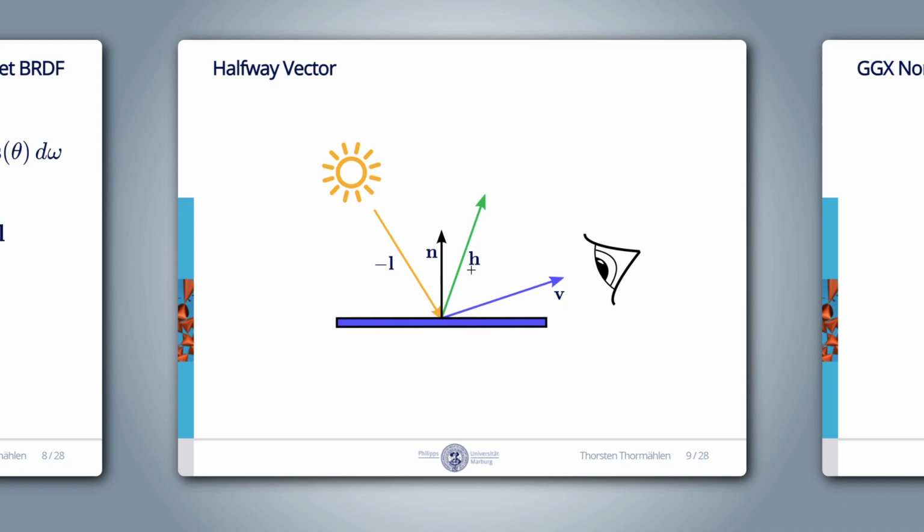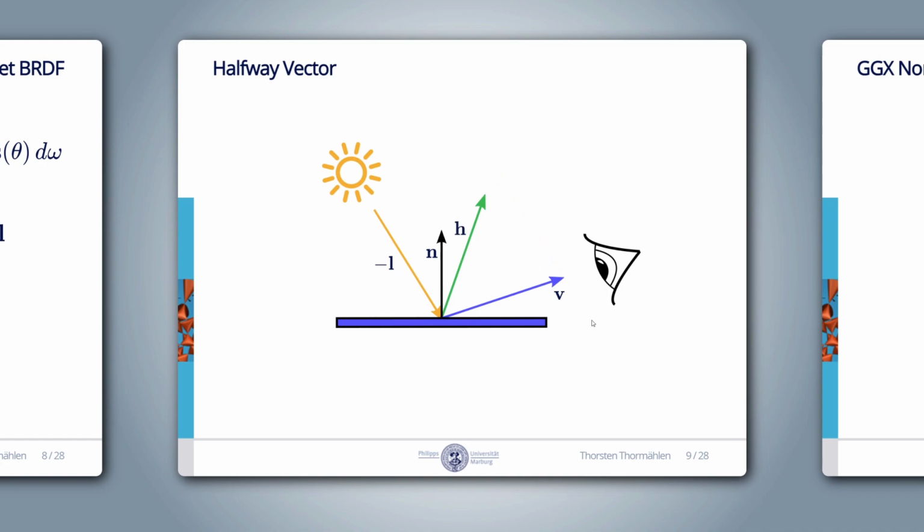The half-way vector h is a unit vector in the middle between the view direction v and the light direction L. Given the light direction L and the view direction v, the half-way vector h can be easily computed by adding L and v and normalizing the resulting vector to a length of 1.